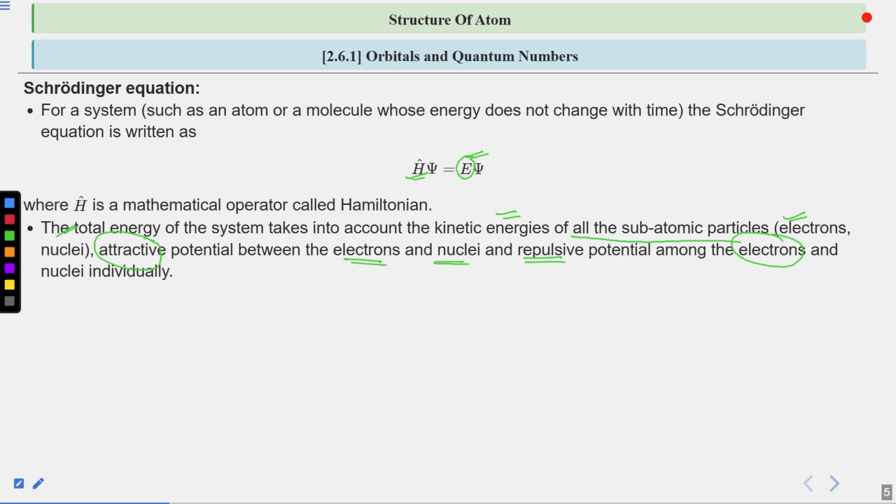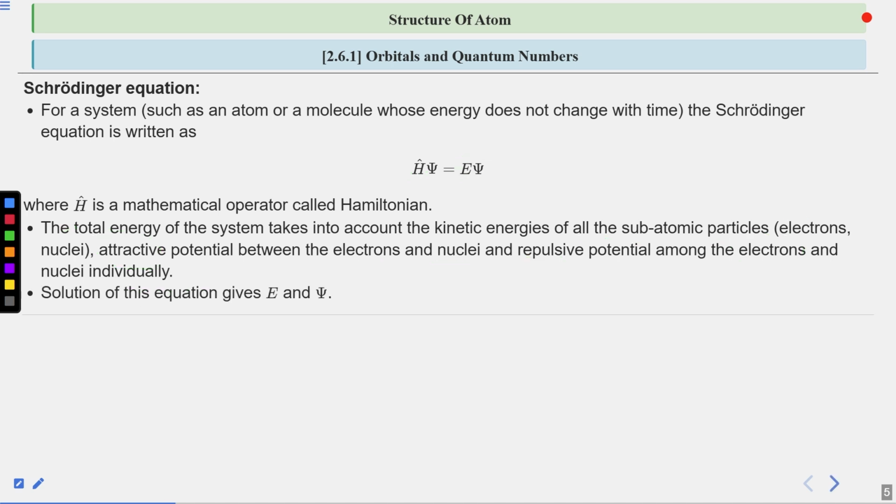So it is very simple. Attractive potential means which is attractive in nature. Suppose the positive and negative charges are attracting each other. Due to that, the energy that will be developed will be called the attractive potential. Whereas electron and electron are repelling each other, or the nuclei and nuclei are repelling each other. So the energy between them will be the repulsive energy or the repulsive potential.